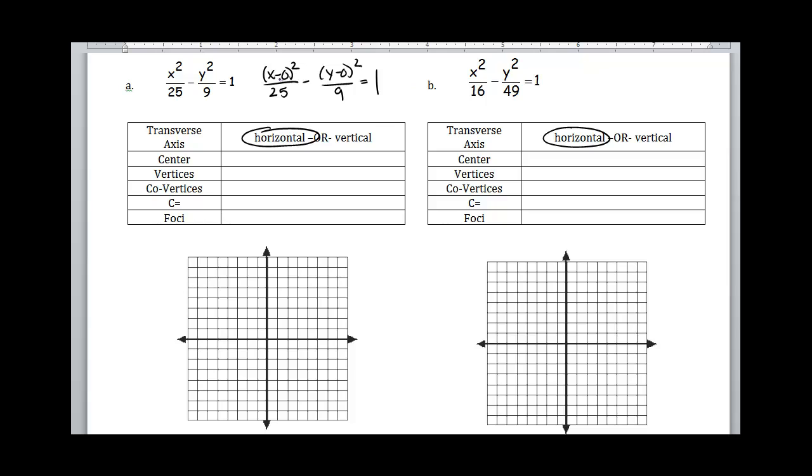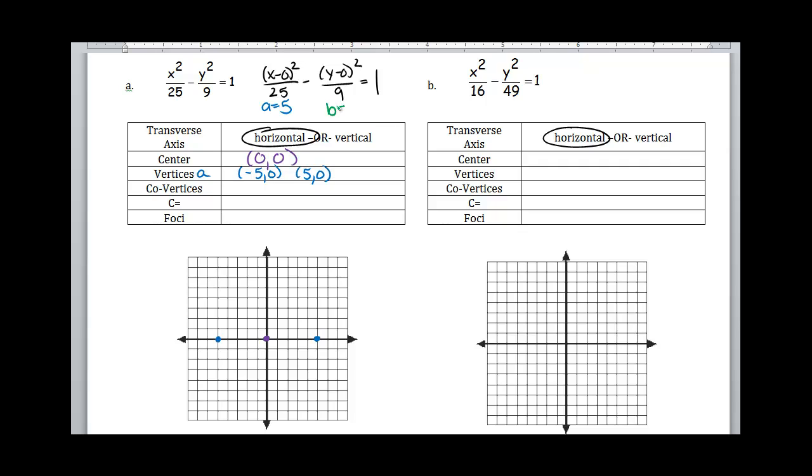What this is going to mean is that my center is going to be 0, 0, since there was nothing added or subtracted to the x and the y value. Now again, vertices, these come from a. And remember, a squared is always going to be the first number. And so if I take the square root of 25, I get a value of 5. So from 0, 0, if I move 5 units to the left and 5 units to the right, the two vertices of this hyperbola would be negative 5, 0 and positive 5, 0.